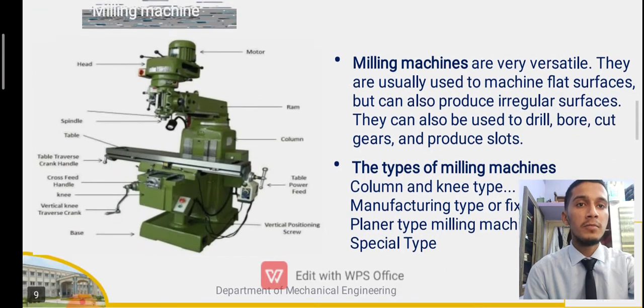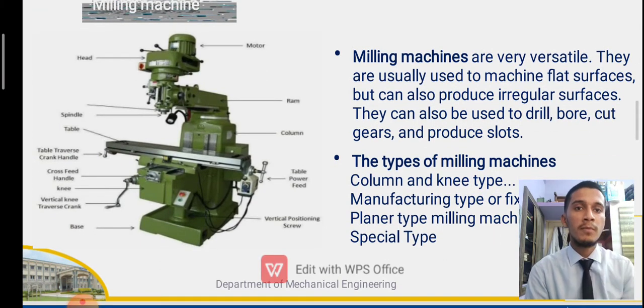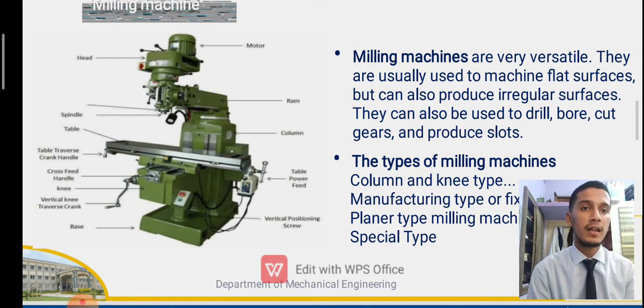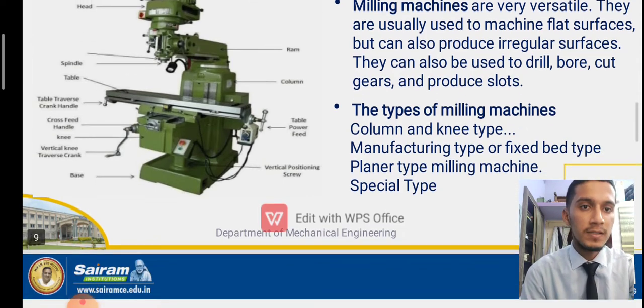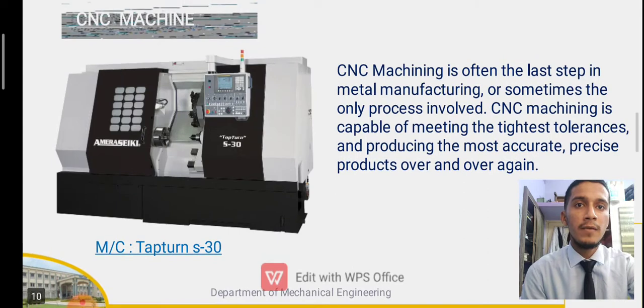And milling machines are also very important. Milling machines are very versatile. They are usually used to machine flat surfaces, but they can also produce irregular surfaces. They can also be used to drill, bore, cut gears, and produce slots. The types of milling machines are the column and knee type, manufacturing type, planer type, and special types. Coming to the next slide, that is CNC machines.